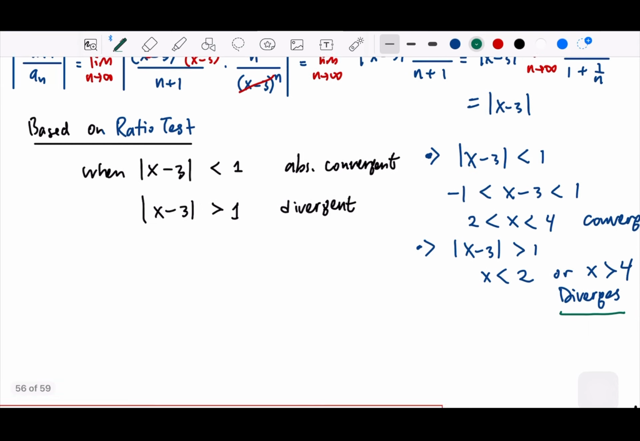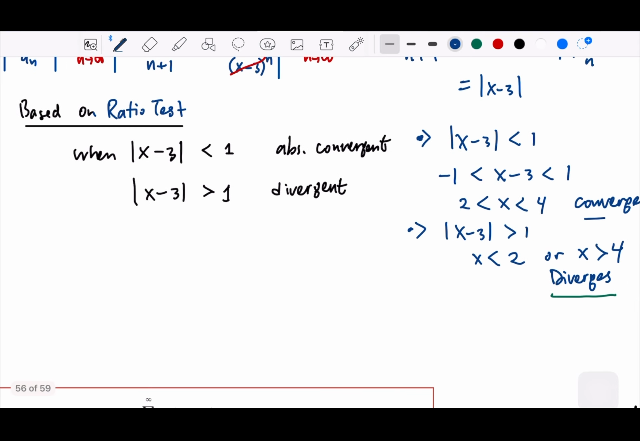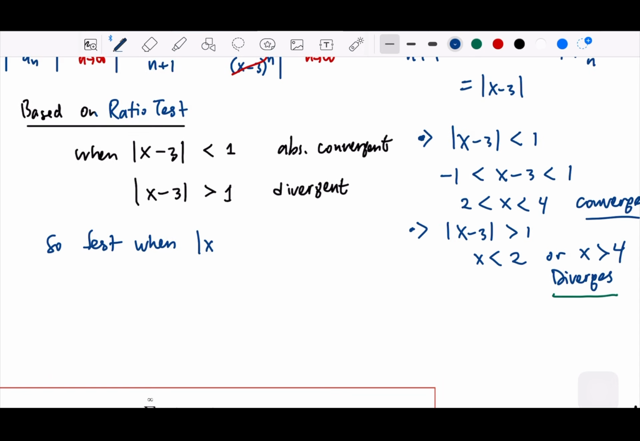Okay, so test when the limit equals 1. We need to consider x equals 2 and x equals 4. And we put these 2 and 4, each one, into the series.